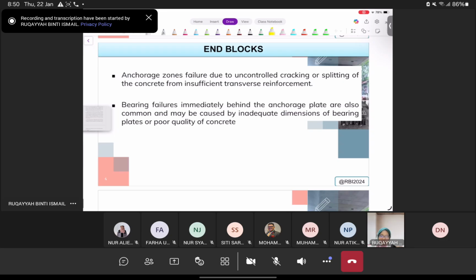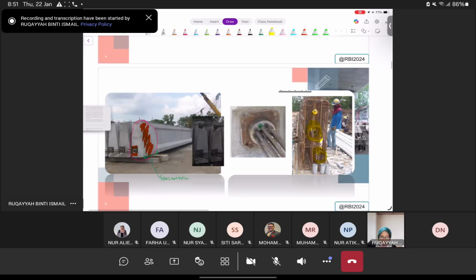Okay. So anchorage zone failure is due to uncontrolled cracking or splitting of the concrete from insufficient transverse reinforcement. Bearing failures immediately behind the anchorage plate are also common and may be caused by inadequate dimensions of bearing plates or poor quality of concrete. So these might be the reasons why failure might happen, specifically at the end part of our beam.